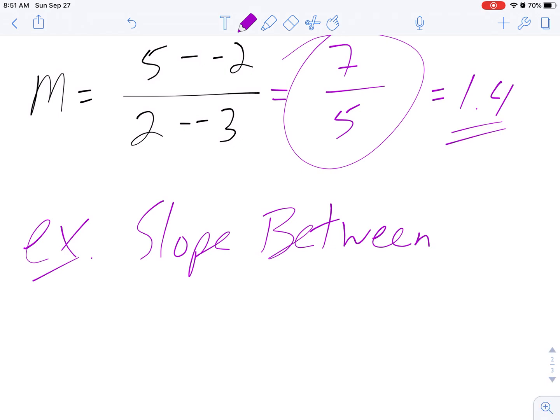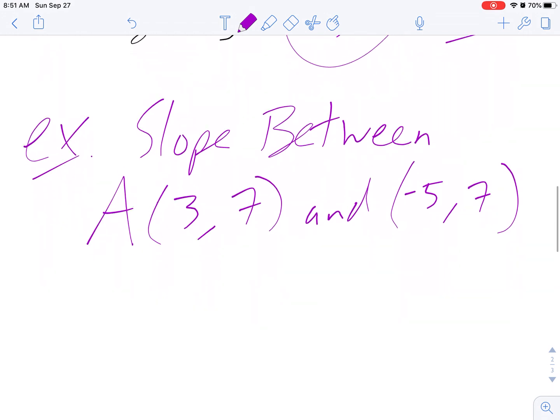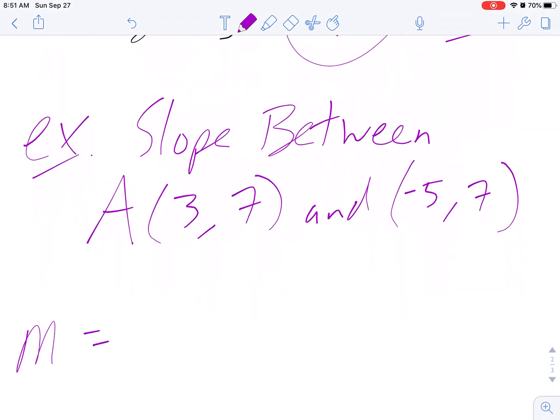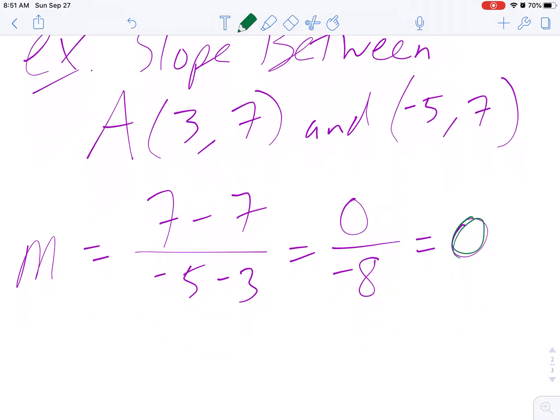So let's say I give you 2 more points. Let's say 3 comma 7 and negative 5 comma 7. So the slope for that is going to be y2 minus y1 over x2 minus x1. Well, that's 0 over negative 8. Well, that's 0. And I want to make a point of this. It's okay to have a slope of 0.